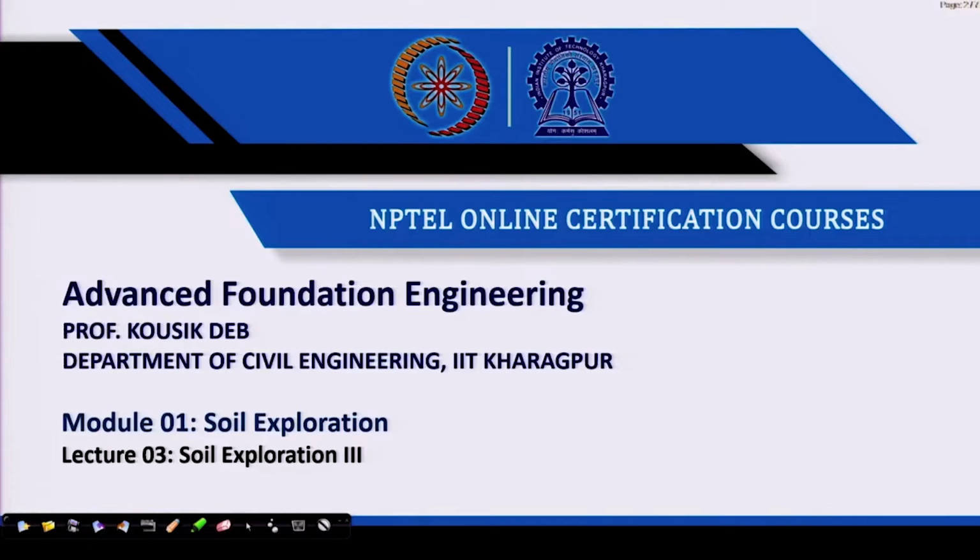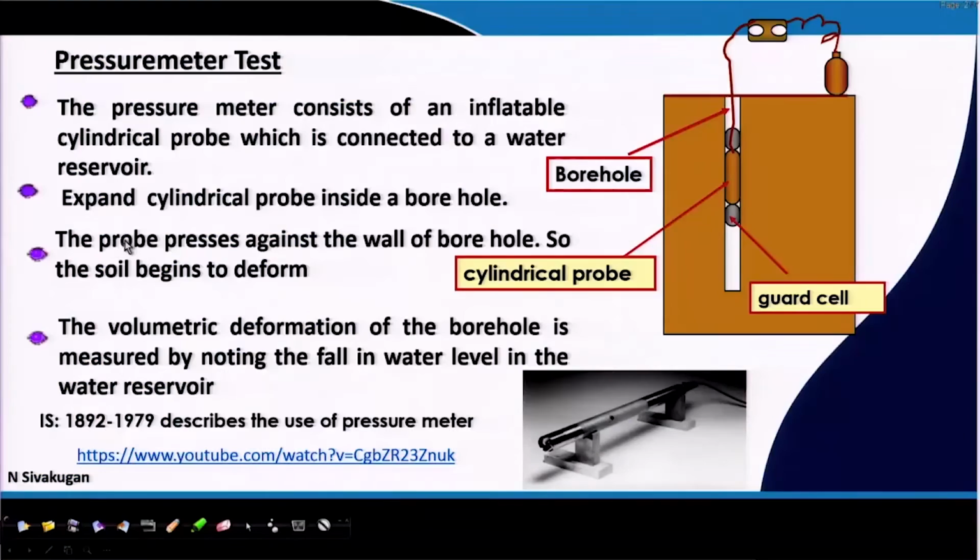So, last class I discussed different penetration tests, SPT, SCPT and DCPT, and then I discussed different correlations by which you can determine the soil properties. So, today I will discuss the pressuremeter test.